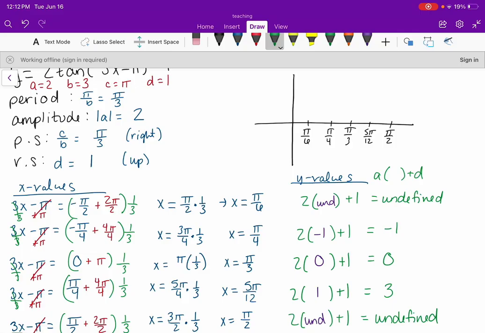Now I can graph, so I have -1, 0, 1, 2, 3. My asymptotes are at the first and the last.